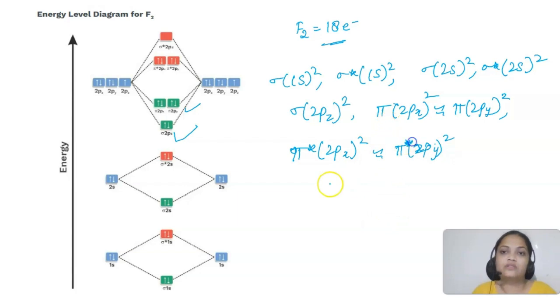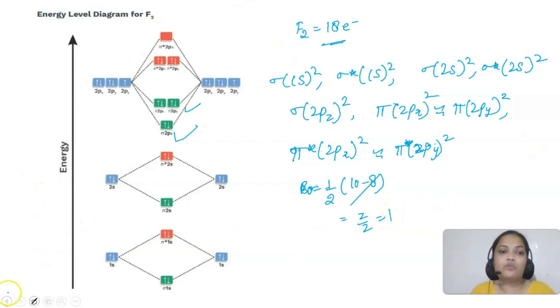So pi star it will be there. So bond order will be half into number of electrons total, कितने हैं? 10 minus 8. So this 1. Okay, so this is for fluorine.